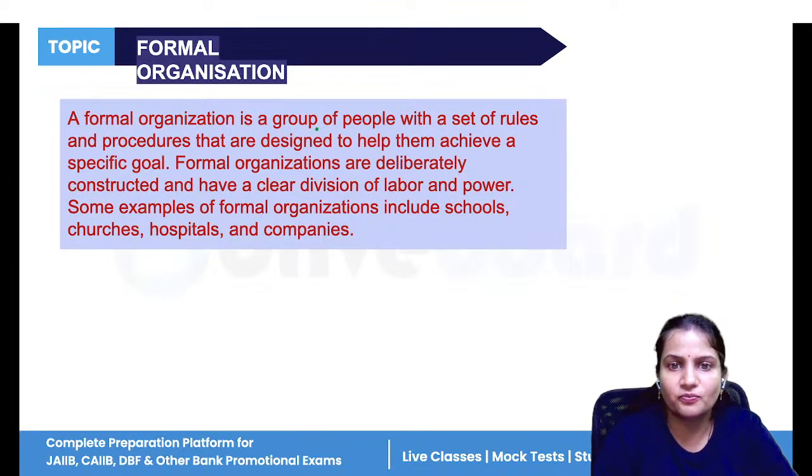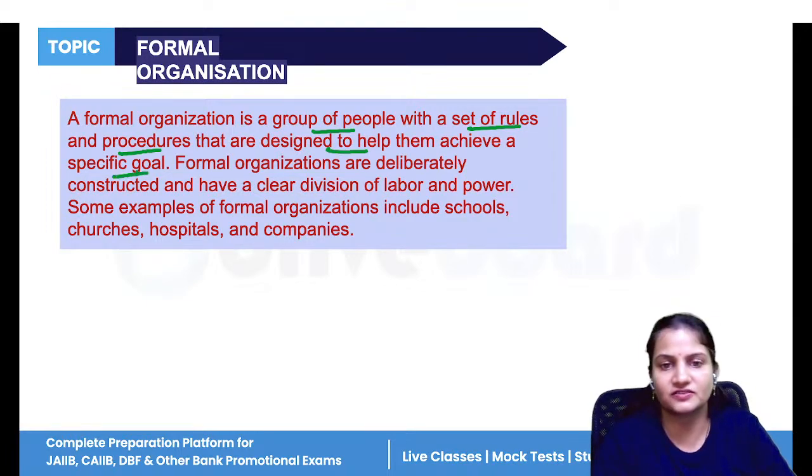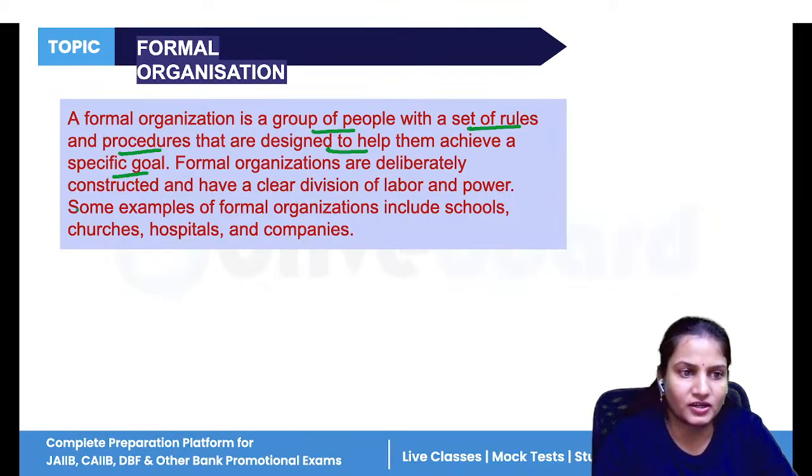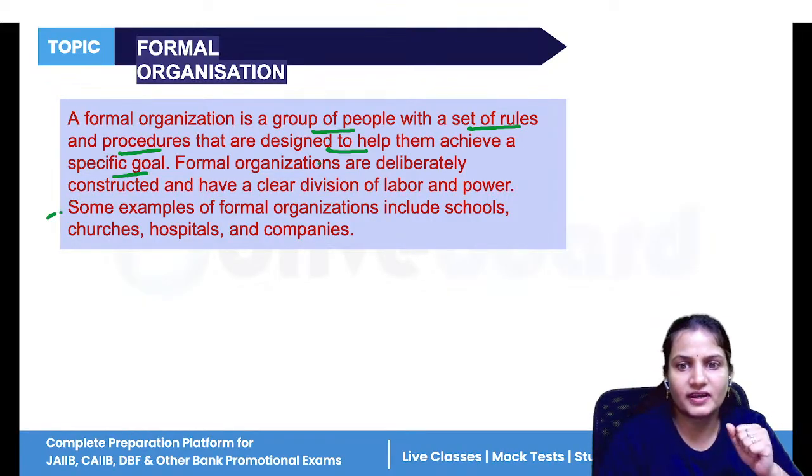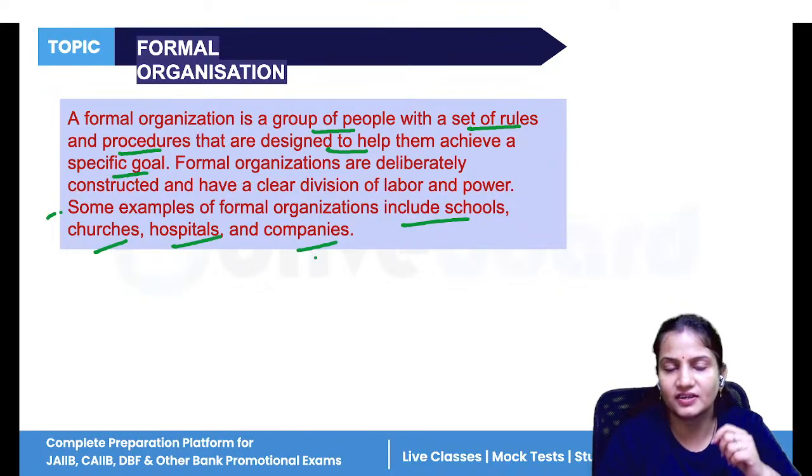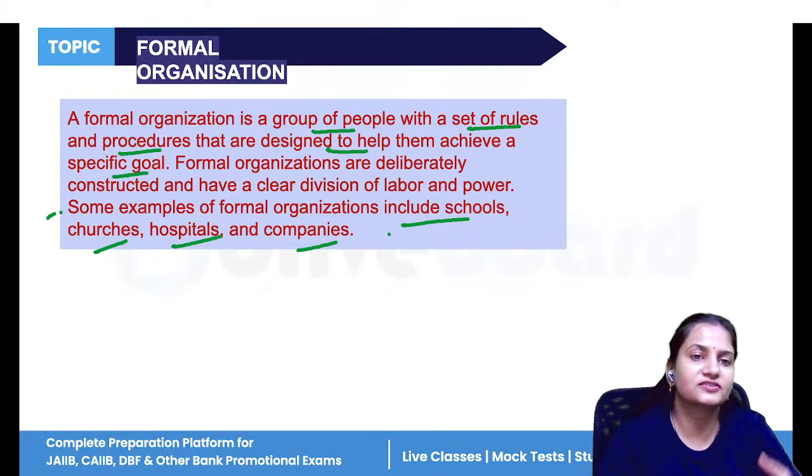So formal is a group of people with a set of rules and procedures that are designed to help achieve a specific goal. Here, a clear division of labor and power is there. Some examples of formal organizations are schools, churches, hospitals, companies, and industries. There is a set of proper hierarchy.